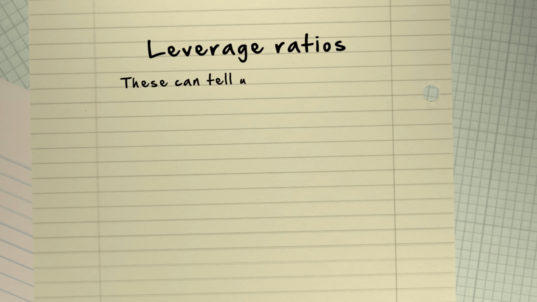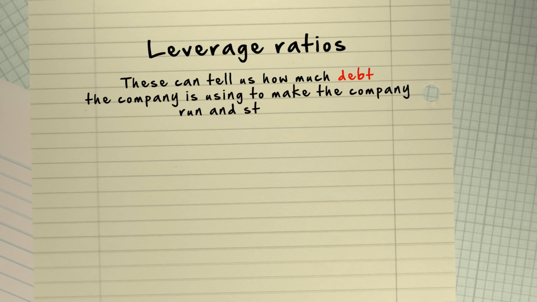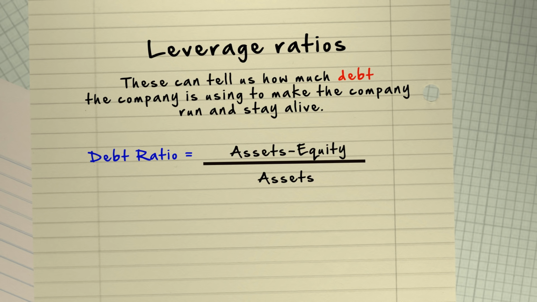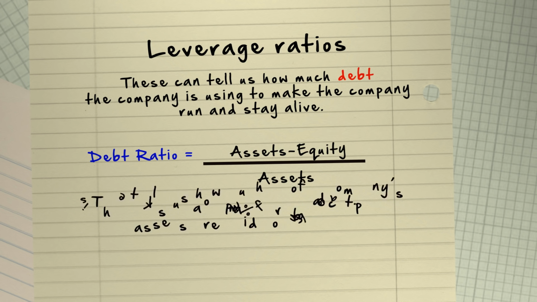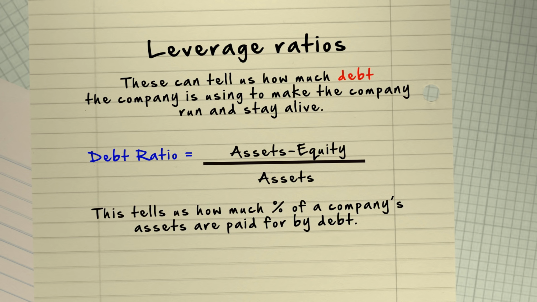These can tell us how much debt the company is using to make the company run and stay alive. An example of this is the simple debt ratio. This tells us how much percentage of a company's assets are paid for by debt. Normally, a company is considered safer when the debt ratio is low.